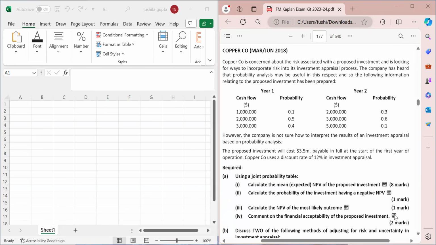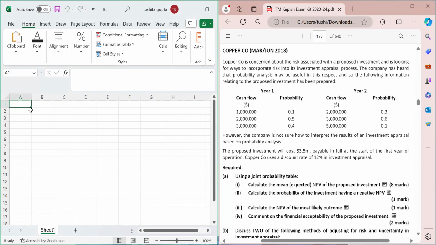Now let us read the case study. Copper Company is concerned about the risk associated with the proposed investment and is looking for ways to incorporate risk into its investment appraisal process. The company has heard that probability analysis may be useful in this respect, and so the following information relating to the proposed investment has been prepared. For year 1, you have 3 probabilities. Either it can be 10% that you get $1 million, 50% is the probability that you get $2 million, and 40% is the probability of getting $3 million.